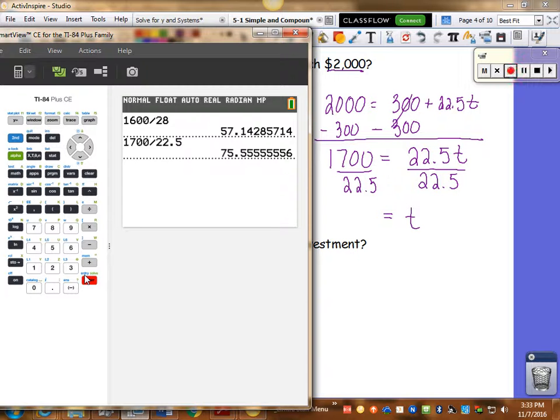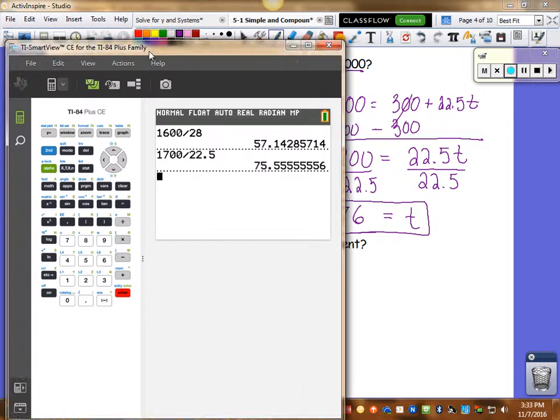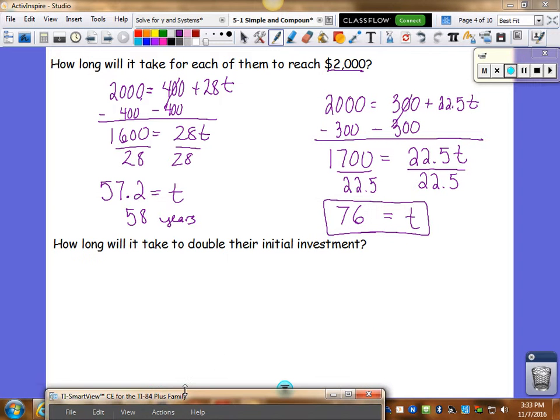Here again, we need to round, well, this one actually does not round against the rules of rounding. T is either 76 years, or if we round to the nearest tenth, 75.6 years. Okay. We have to round up either way.